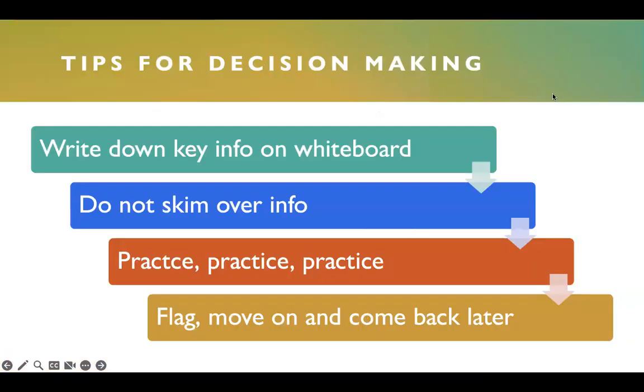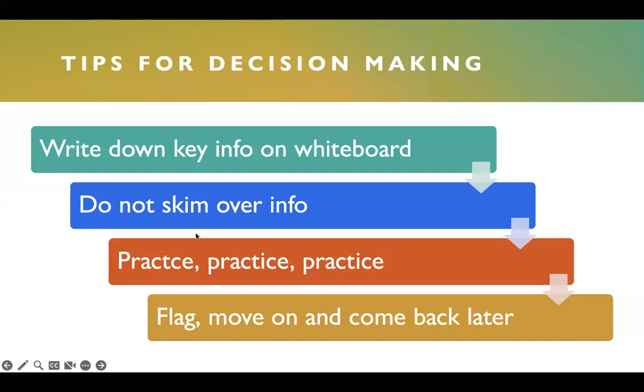Okay, tips for decision making. You will get a whiteboard. I forgot to mention this earlier. You get a small whiteboard and you can write down key information, like the code I created, so that you can keep referring back to it. And if you want to do any working out, you can use the whiteboard as well.